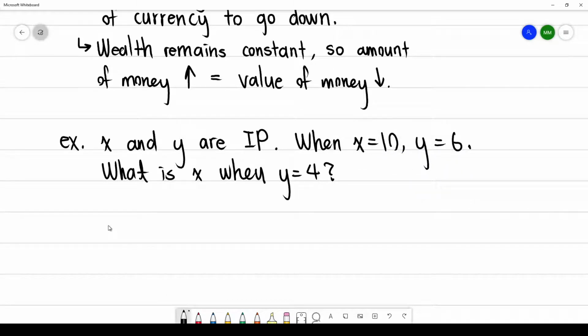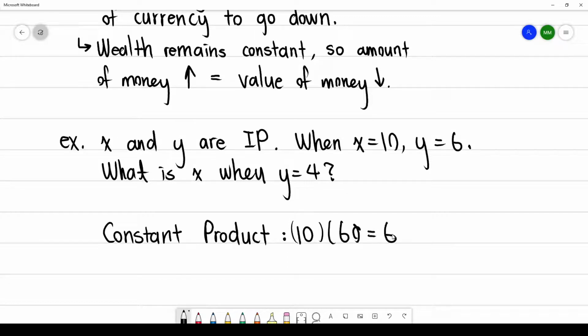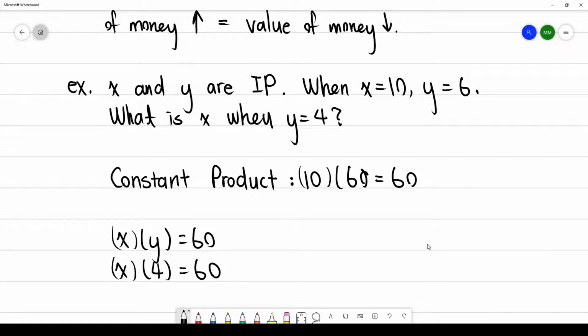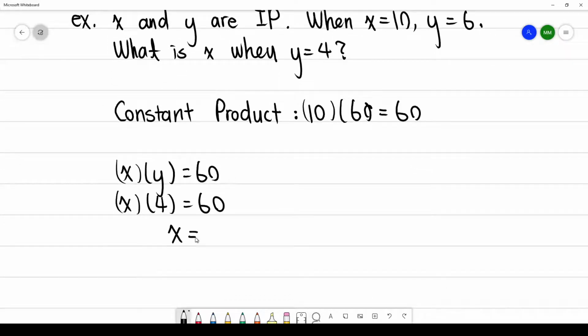So first we have to find the constant product. So the constant product is 10 times 6 is 60. And then we simply substitute y equals 4, and x times y is 60. So then x times 4 is 60. So x is 15. Yeah, 15 is the correct answer.